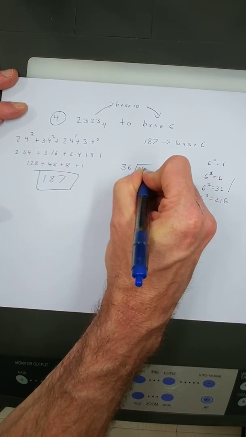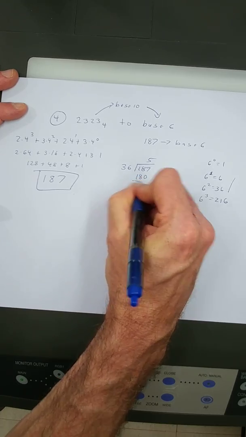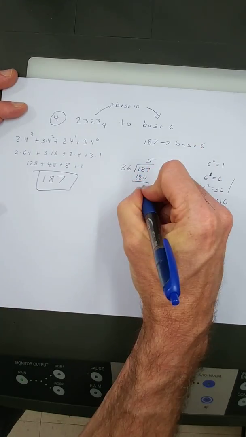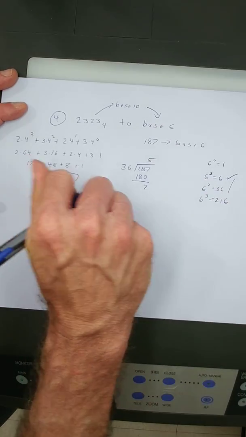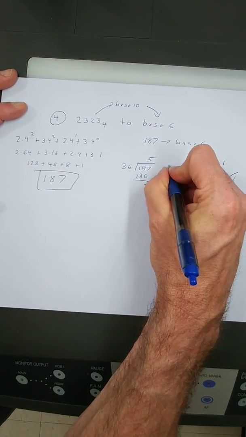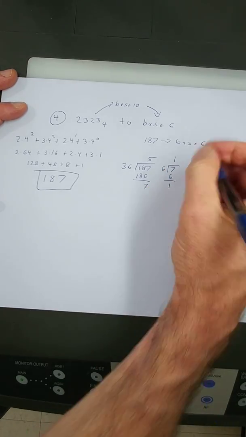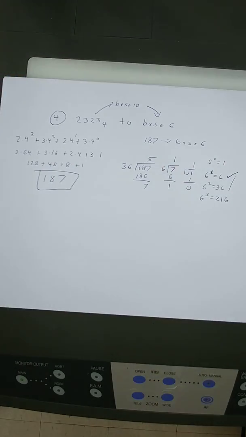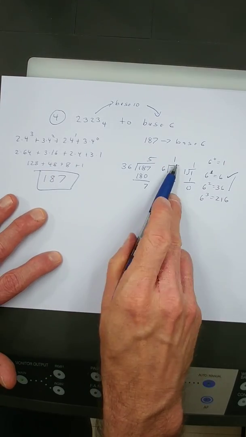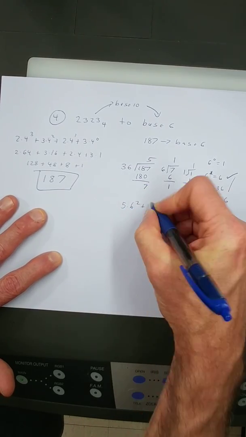36 will divide 187 5 times. 36 times 5 is 180. That gives me a remainder of 7. Now we'll divide by 6. 6 divides 7 one time, 1 left over, and then 1 divides 1 once, and we're done. So our answer will be 511 is our base 6 number.